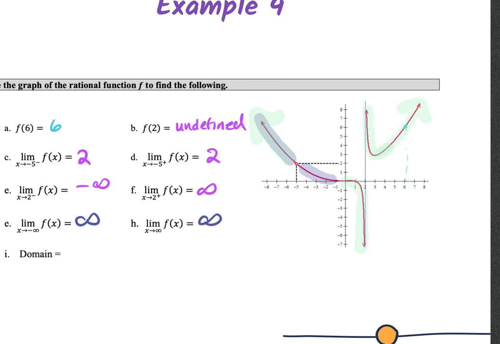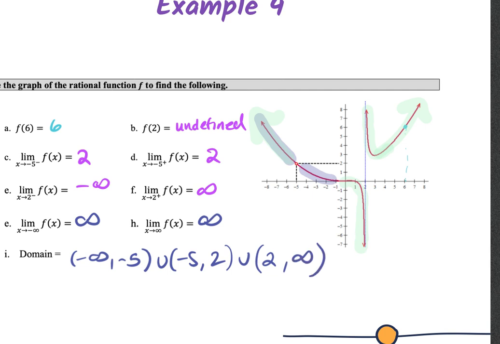And domain. So domain goes left to right. What's my furthest left? Negative infinity. Does it stop at -5, where the hole is? No, because it can't include those. Then it goes from -5 to 2, stops at the vertical asymptote, starts again at 2, and goes to positive infinity. Questions on that one?